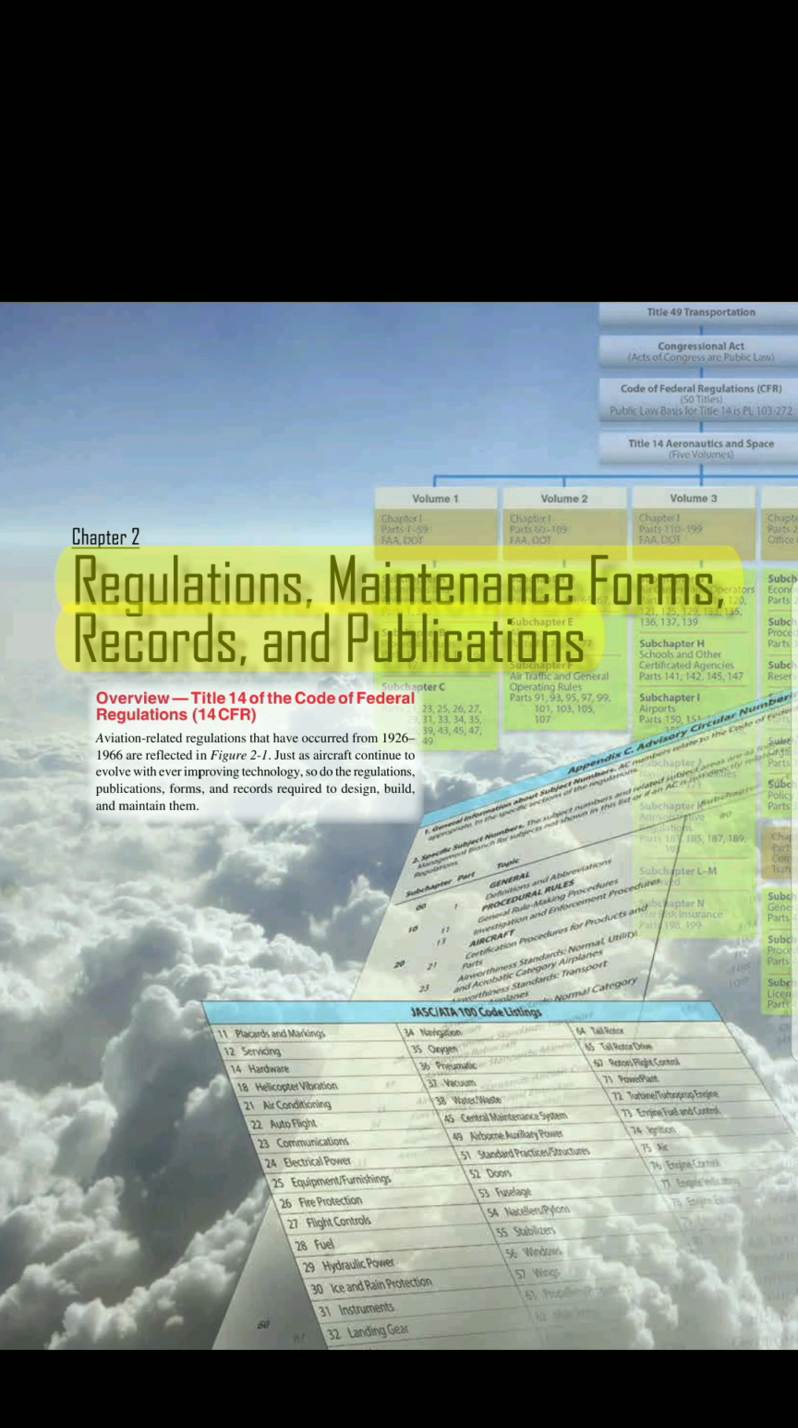Forms, records, and publications. Overview. Title 14 of the Code of Federal Regulations, 14 CFR. Aviation-related regulations that have occurred from 1926-1966 are reflected in Figure 2-1. Just as aircraft continue to evolve with ever-improving technology, so do the regulations, publications, forms, and records required to design, build, and maintain them.